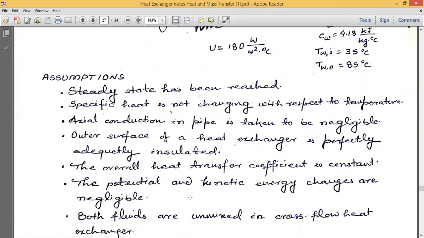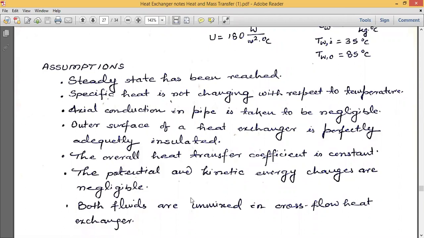First, we had assumed during our analysis that steady state should be reached, and the specific heat should not be changing. That means the specific heat's temperature variation is not mentioned, but we assume the specific heat as constant with respect to temperature. Also, there is no axial conduction in the pipe, and the outer surface is perfectly and adequately insulated. The changes in kinetic energy and potential energy are negligible. Also, the overall heat transfer coefficient is assumed constant. It is given as 180 watt per meter square per degree centigrade, although you have to write down that the overall heat transfer coefficient is constant. Also, we assume that both fluids, tube side and fin side, hot fluid and gas, in the case of cross flow, are both unmixed. So these are the assumptions that you must mention during our analysis.